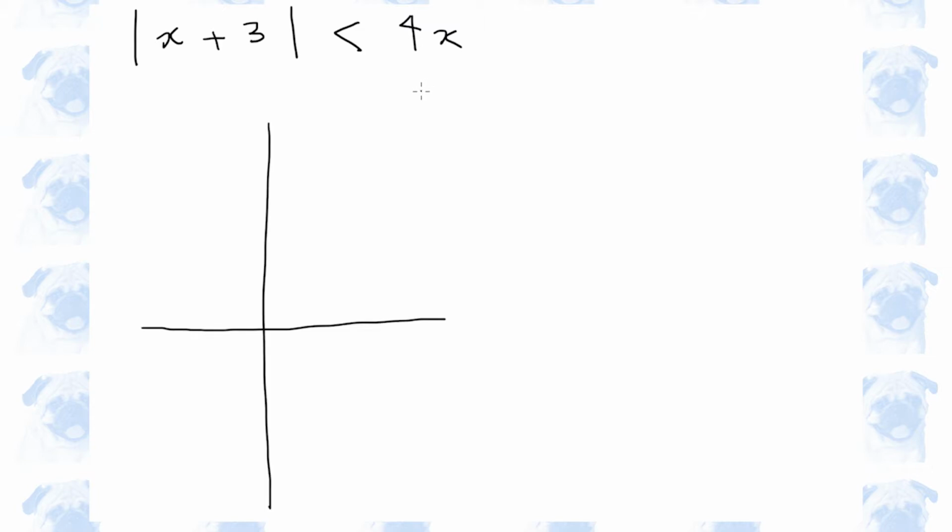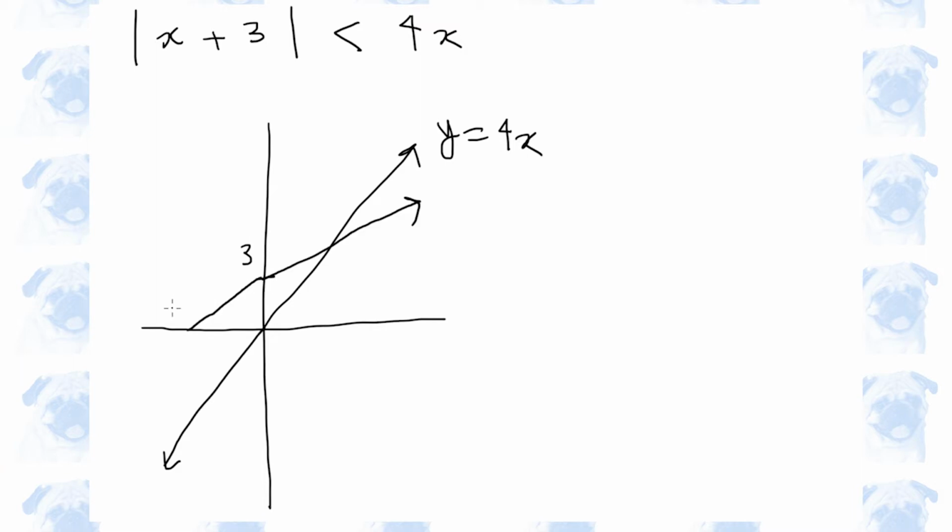4x is a linear equation that goes through the origin, and the absolute value of x plus 3 is going to look like this. So the y-intercept is at (0, 3), and its slope is 1. And because the absolute value implies that this graph cannot be below 0, it's going to bounce off like this. And the inequality sign here says that 4x has to be above x plus 3. So we are talking about this region here.